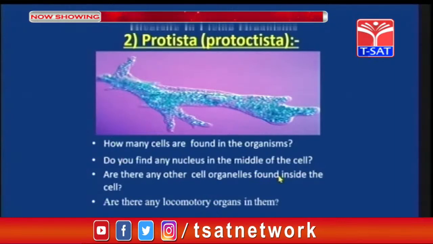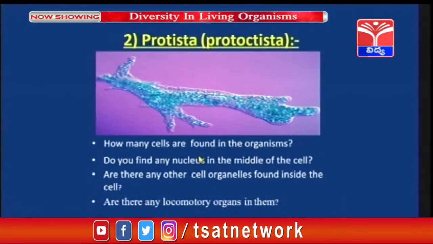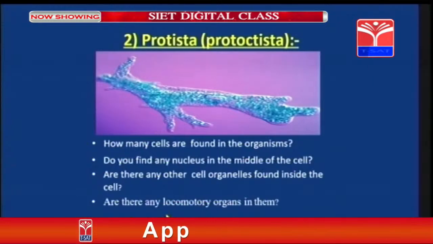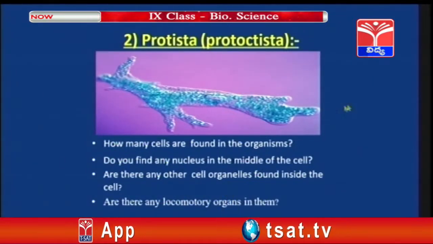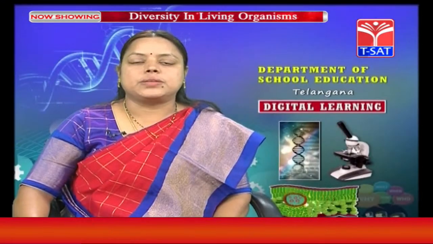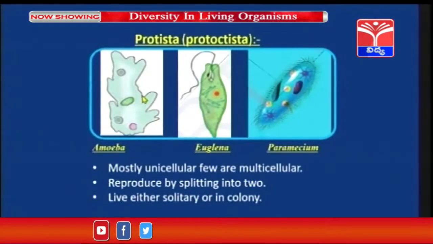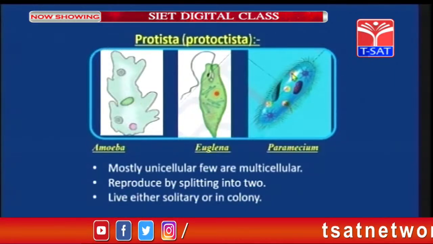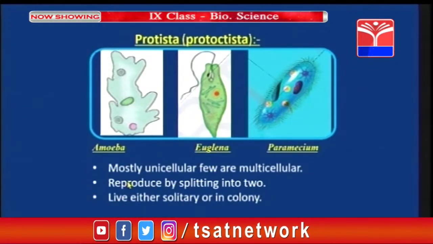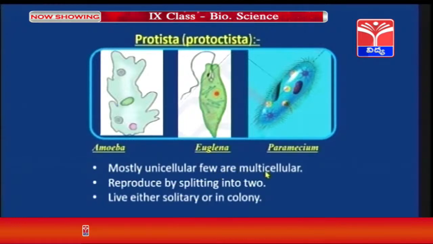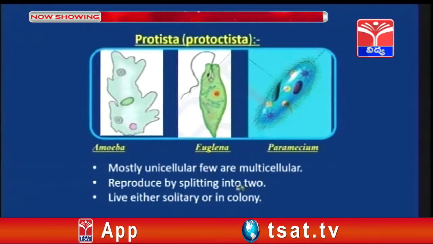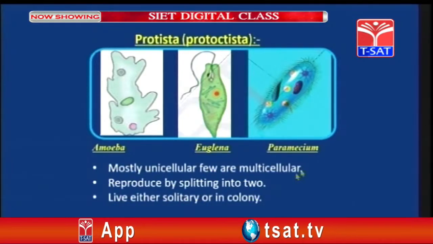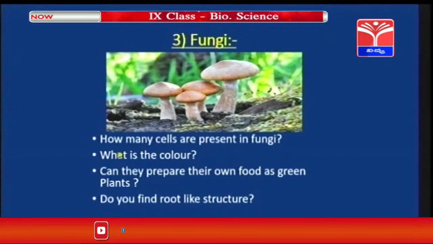Are there any other cell organelles found inside the cell? Yes, cell organelles are present. Are there any locomotor organelles? Please, children, write down the answer. Yes, locomotory organelles are also present. The examples of Protista are amoeba, euglena and paramecium. So, mostly unicellular, few are multicellular, they reproduce by splitting into 2 organisms, and they live singly or in a colony. Fungi. Now, how many cells are present in fungi?